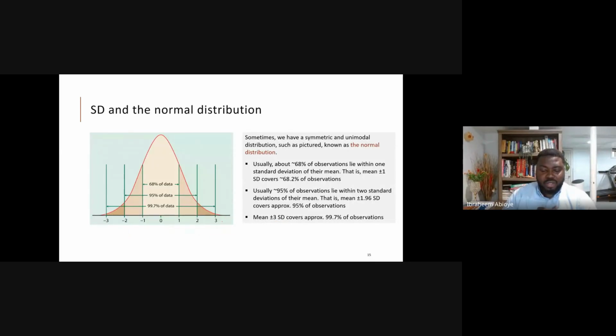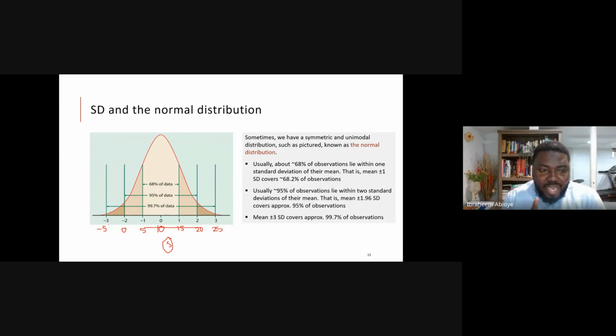Let me erase all the ink on the slide. For a mean of 10, and standard deviation of 5, it means that plus 1 standard deviation is 15, plus 2 standard deviation is 20, plus 3 standard deviation is 25. Minus 1 standard deviation is 5. Minus 2 standard deviation is 0. Minus 3 standard deviation is minus 5.